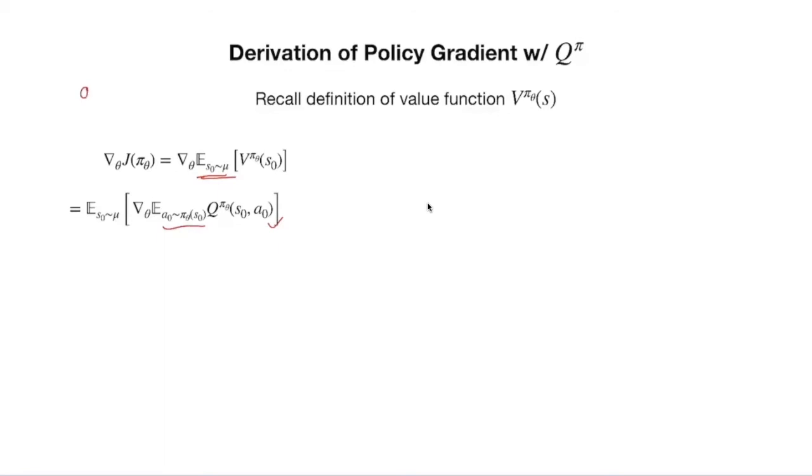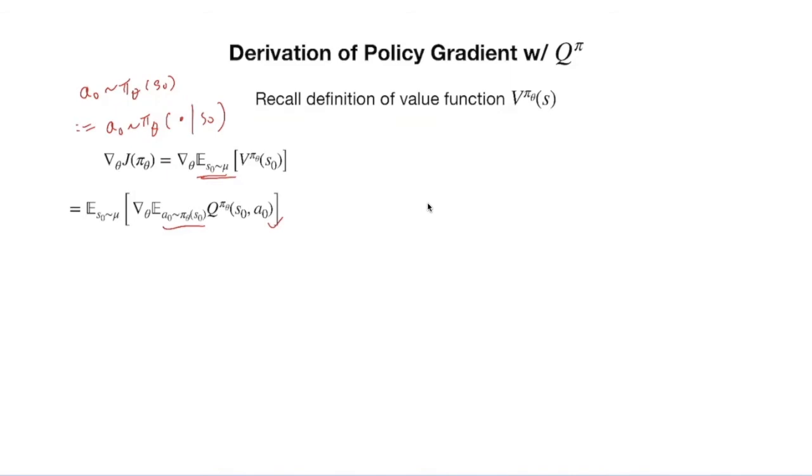So here I'm using this notation in short. Basically, I'm just saying that the action is sampled from this parameterized policy, conditional on a particular state. Right, so nothing magic here. I'm just pushing the gradient inside the expectation and writing out one more step, by explicitly writing out the expectation with respect to the first action, A0.